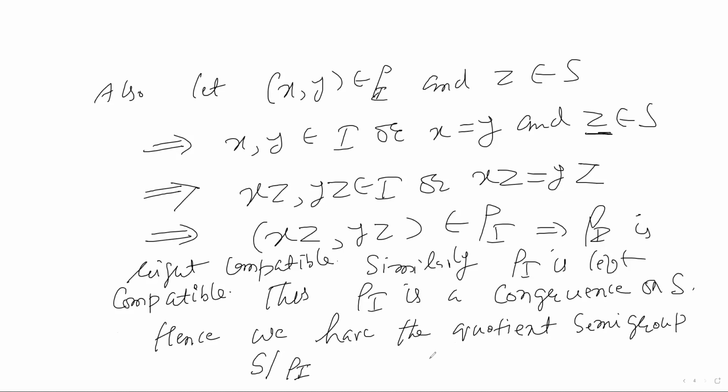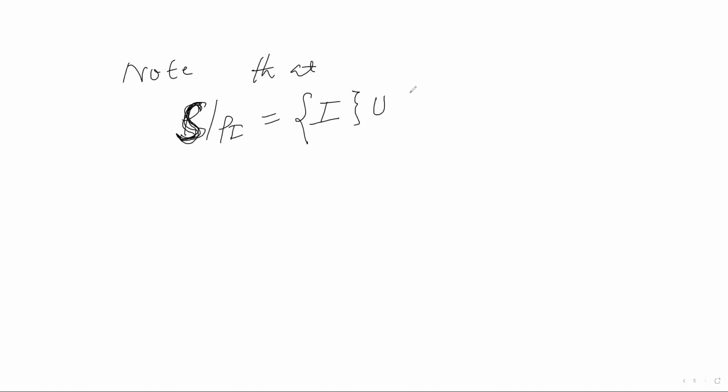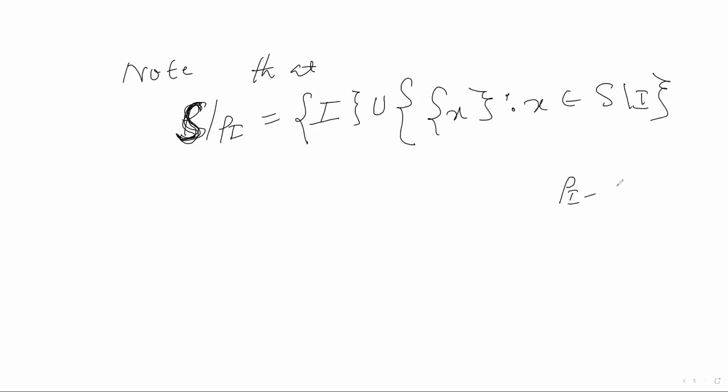Now, what is this S over rho I? How do the elements of S over rho I look like? So note that S over rho I has only two choices for any class, because the elements here are actually rho I classes. So any rho I class is either the whole I, or it consists of a singleton x such that x belongs to S minus I. This is actually by its definition. Because what is your rho I? Rho I is actually I cross I union the identity relation.